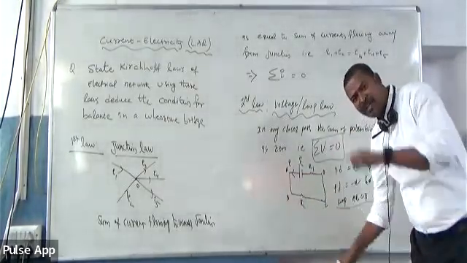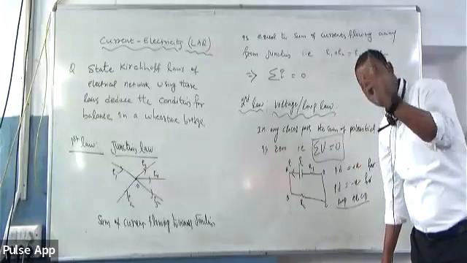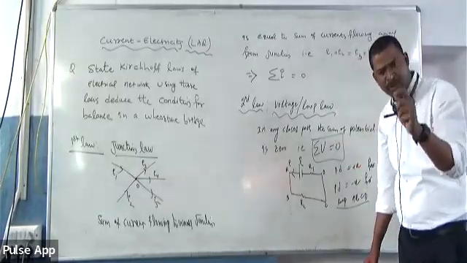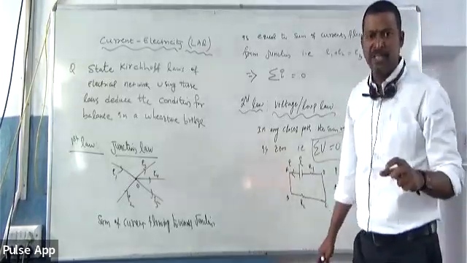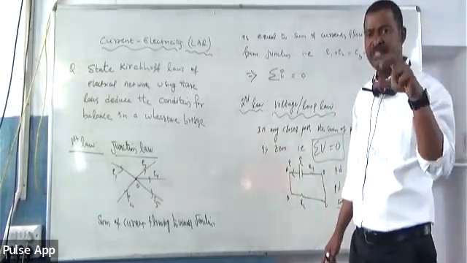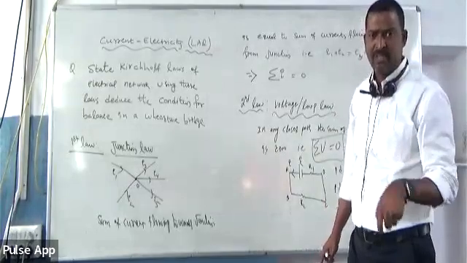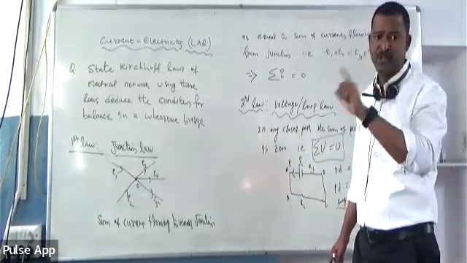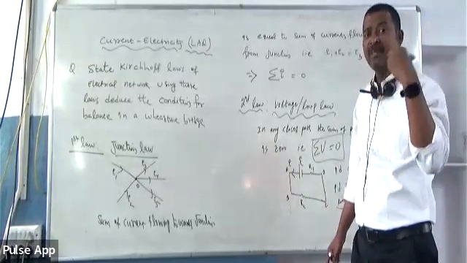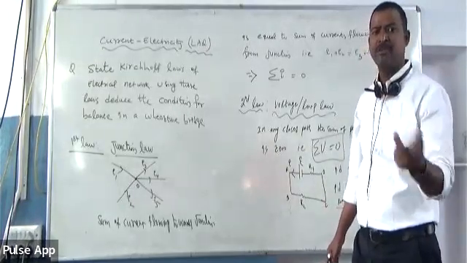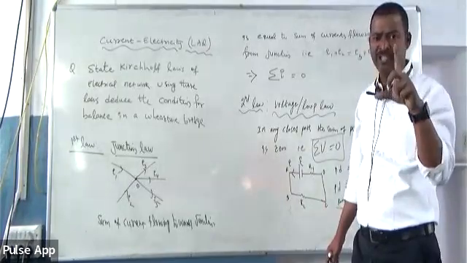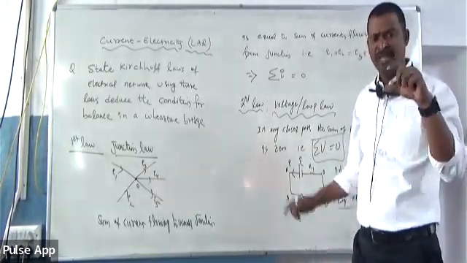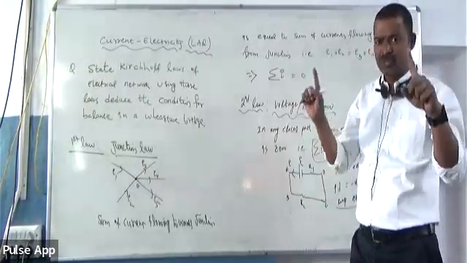Start with A. When you are going in a loop, higher to lower is negative, lower to higher is positive. And we know that when you are going in a loop, if there is any resistor through which current is flowing, normally current flows from high potential to low potential. And if there is a battery, a long line represents the high potential point, a short line represents the low potential point. So first condition, we need to choose a loop.